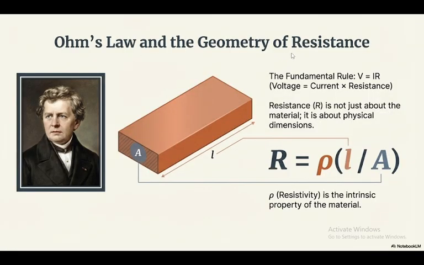Ohm's law and the geometry of resistance. The fundamental rule: V is equal to IR, that is voltage equals current into resistance. The resistance is not just about the material, it is about physical dimensions. R equals rho L by A, where rho is the resistivity, the intrinsic property of the material, L is the length and A is the area.